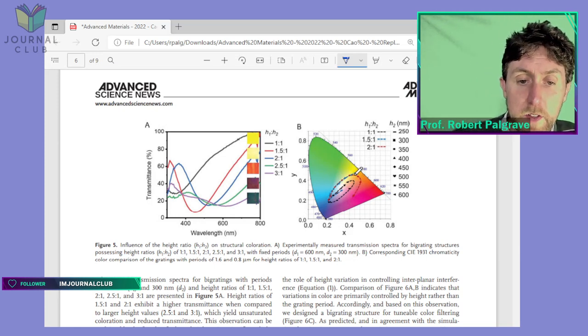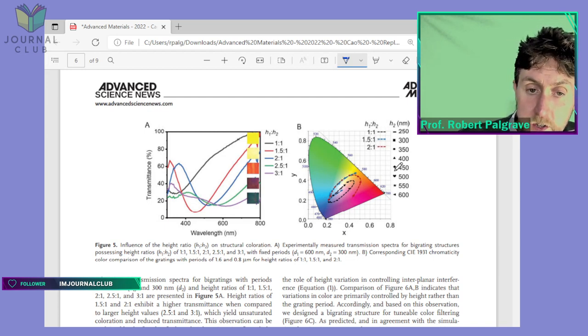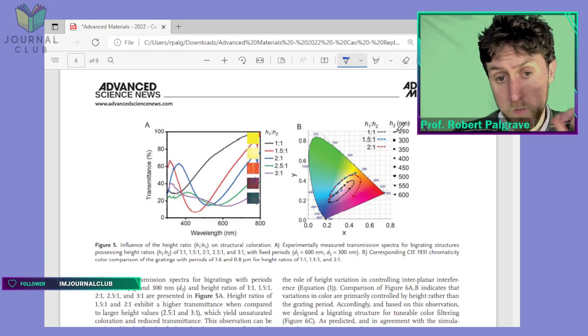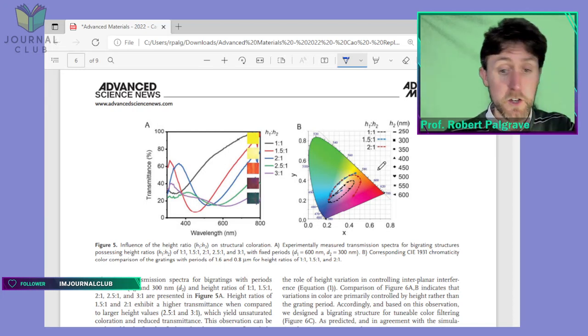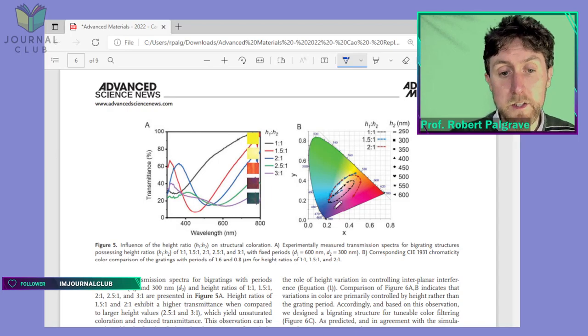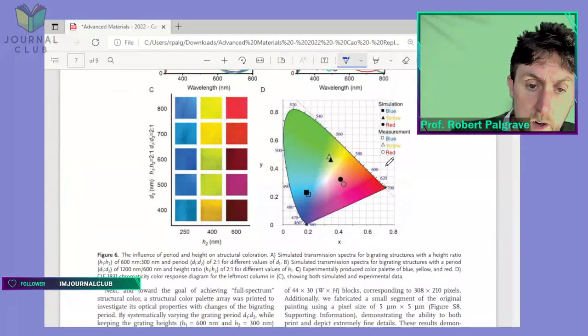But you can see the kind of path that you can take as you pick a certain height ratio but change the height, one of those. So if you keep the same height ratio, you kind of go in a spiral, you go in this kind of circle as you change the height. So this is the kind of space that you can control your colors in. I think they have another one of these down here as well.